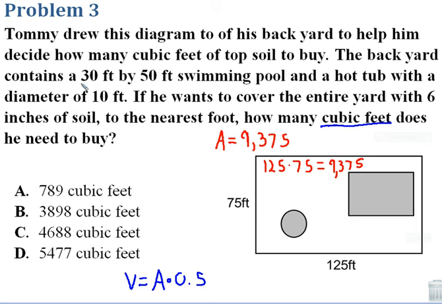Okay, it says that it has dimensions of 30 feet by 50 feet. That's the swimming pool. So 30 times 50 will give me 1,500. Okay, so 9,375 minus 1,500, and then also minus the area of the swimming pool. Sorry, the hot tub. It says we have a hot tub with a diameter of 10 feet, meaning its radius is 5 feet. So area is going to be equal to pi times radius squared. So pi times 5 squared.